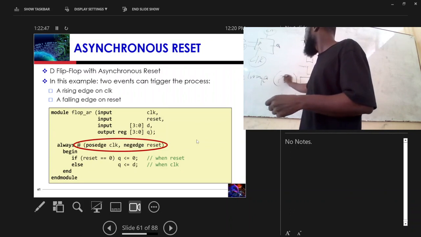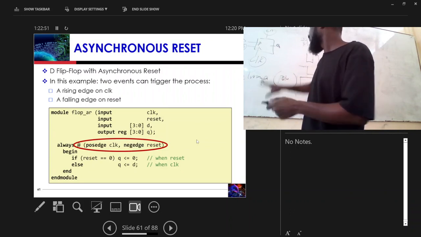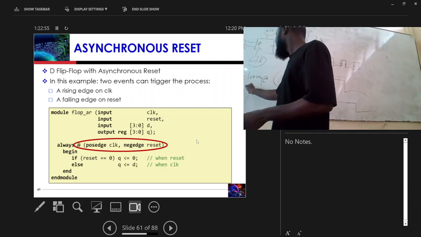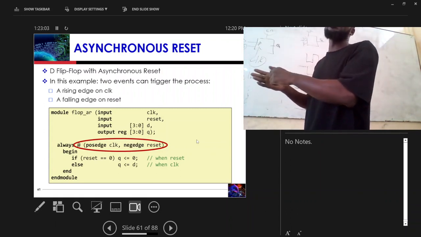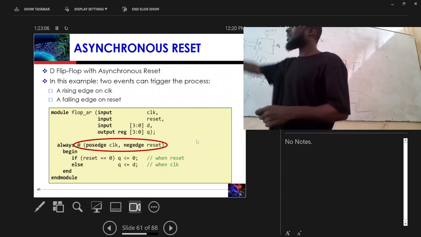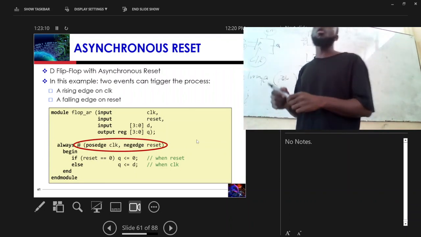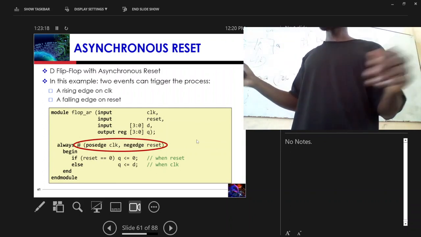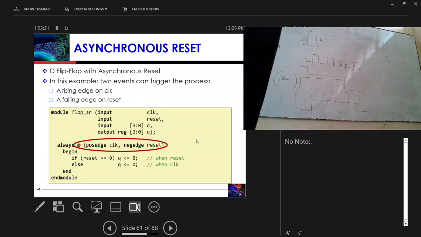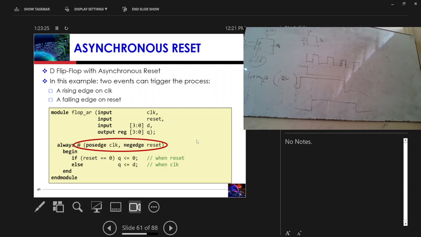So if I only put positive edge here, it means the entire statement within here will depend only on the positive edge. If I put in another condition, it means that it depends on this condition or the other condition. Understood? It is or, not and. Don't get confused. So it is the positive edge of the clock or the negative edge of reset. Anytime any of them changes is when the block will execute.